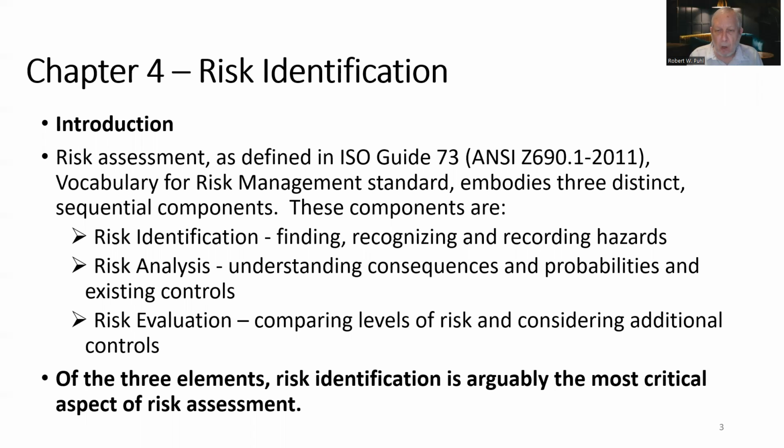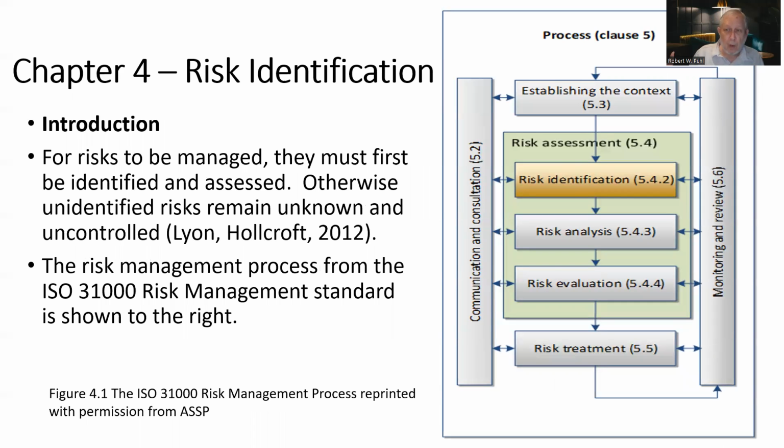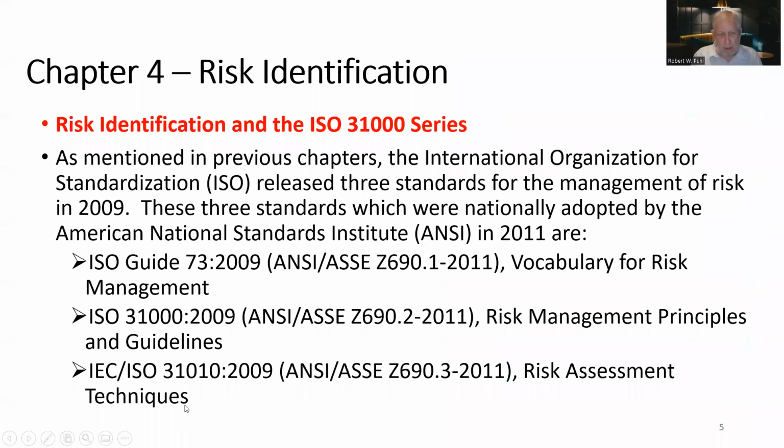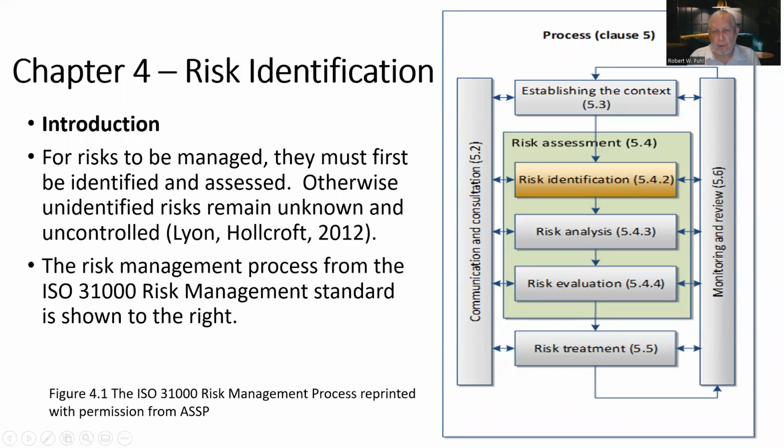Risk identification is arguably the most critical aspect of risk assessment. Why is that? Well, for a risk to be managed, it must first be identified. So if you can't identify it, you can't assess it. Otherwise, unidentified risks remain unknown and uncontrolled. Unidentified risks sometimes will get you, because a lot of times when something happens, everybody, including the safety person, says, whoops, they didn't know about that particular thing. So there you are, the risk assessment here, the core of this thing in green, and that covers these 3 things: risk identification, risk analysis, and risk evaluation.